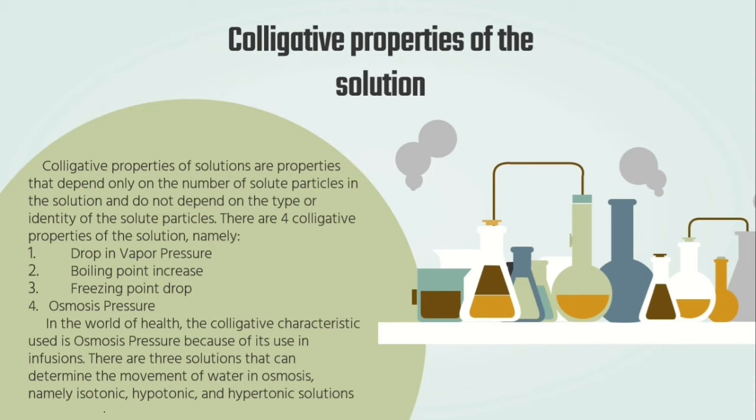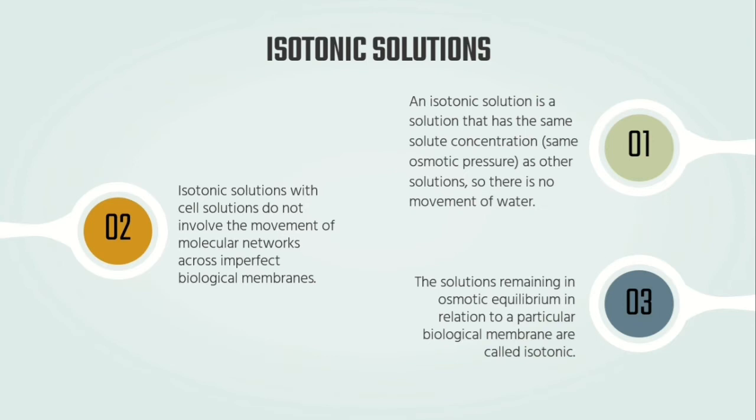Of all of these, the most used colligative property is osmotic pressure because of its use in infusion. There are 3 solutions that can determine the movement of water in osmosis, namely isotonic, hypotonic, and hypertonic solutions. Okay, next slide, isotonic solution.